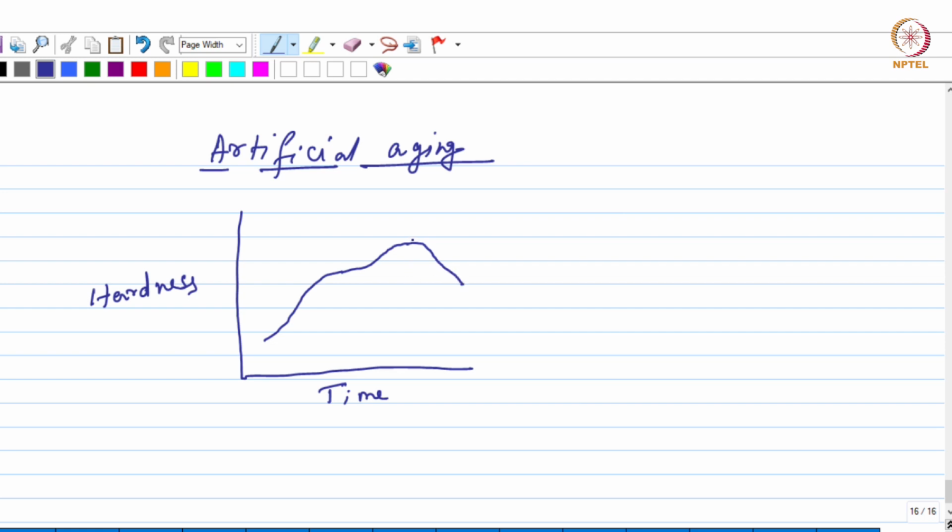Then it will go to a peak, and beyond that it again starts to decrease. Okay. So in the beginning, as we have seen, the GP zones will form, and these are basically the cluster of the solid atoms as we have discussed. And then depending on the alloy system, you might have another intermediate phase in between before you go to the precipitate. Okay. So we can again take the example of the aluminium copper system.